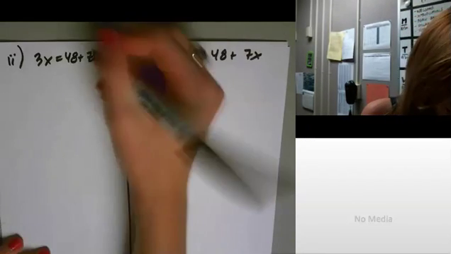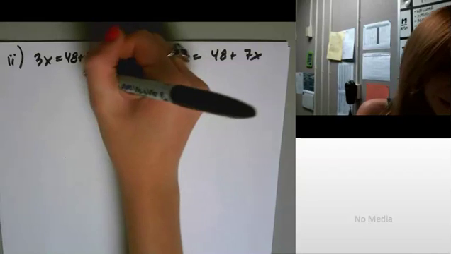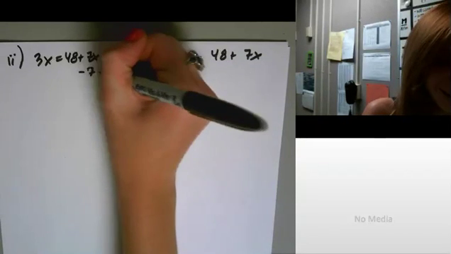Go ahead. Okay, so before we can isolate x, we have to get all of them on one side. So I'm going to subtract 7x.